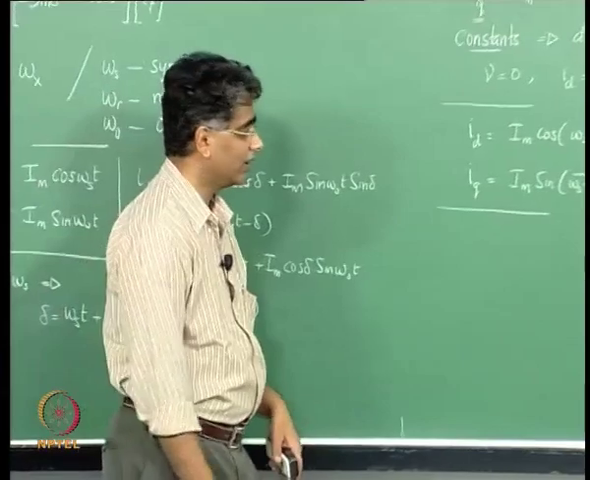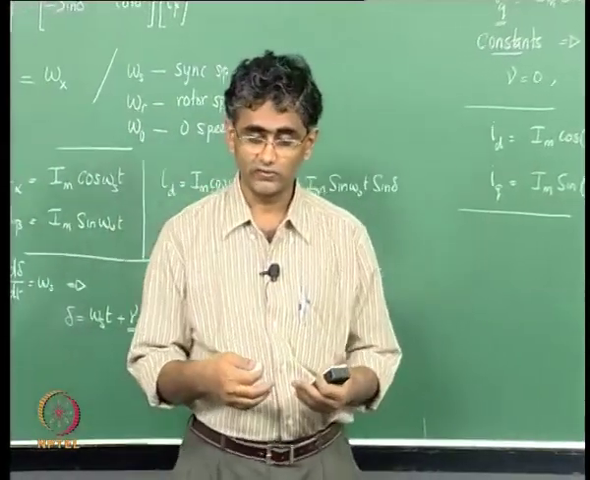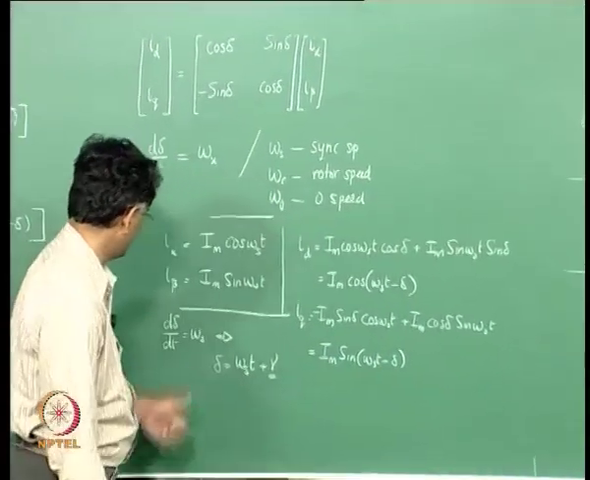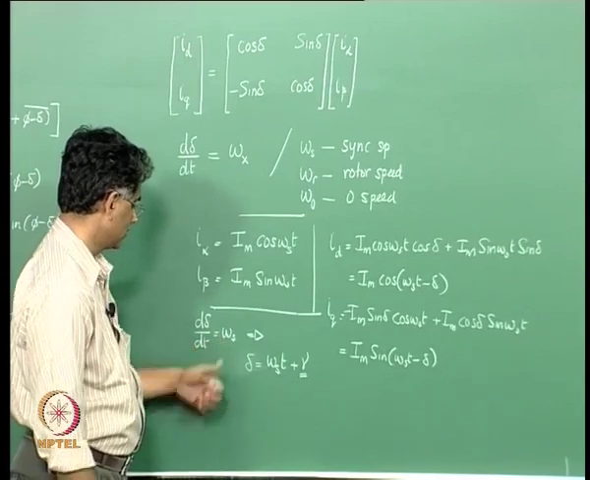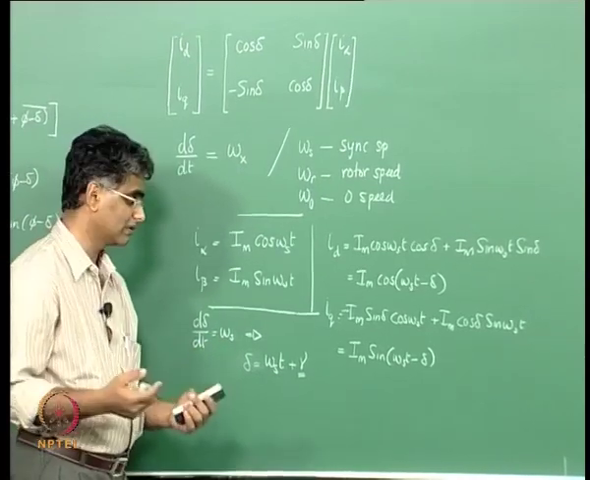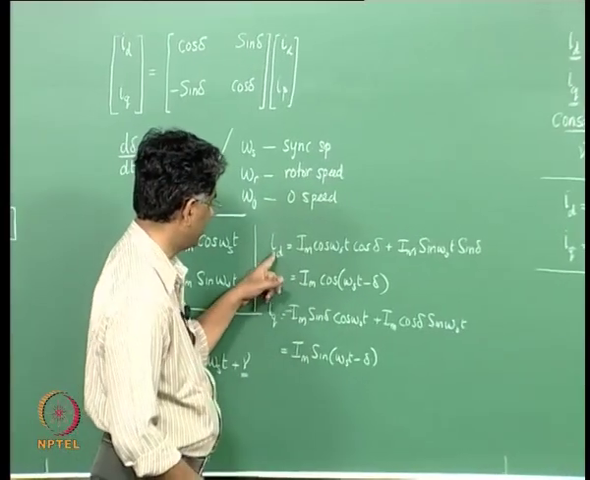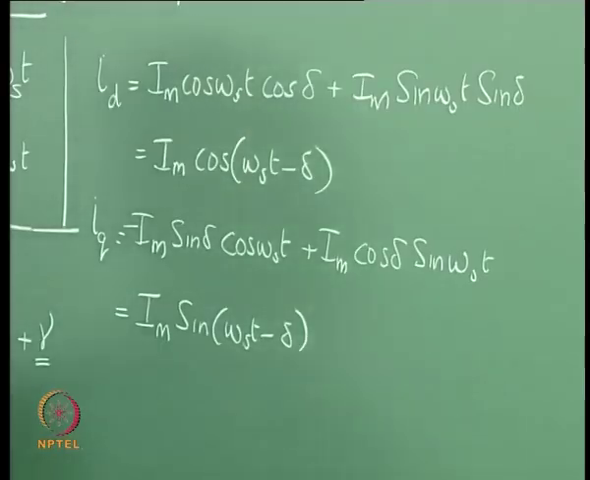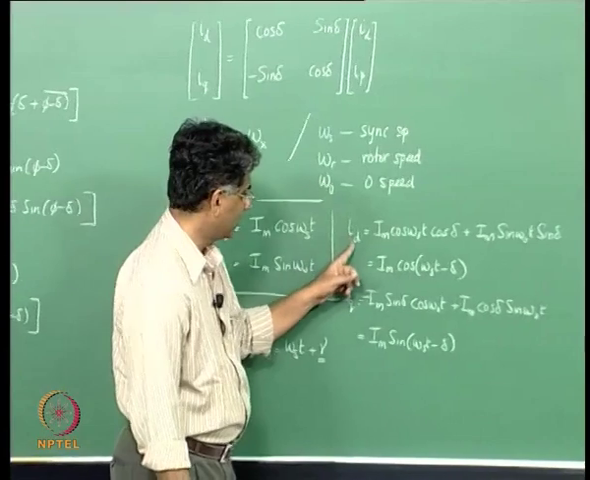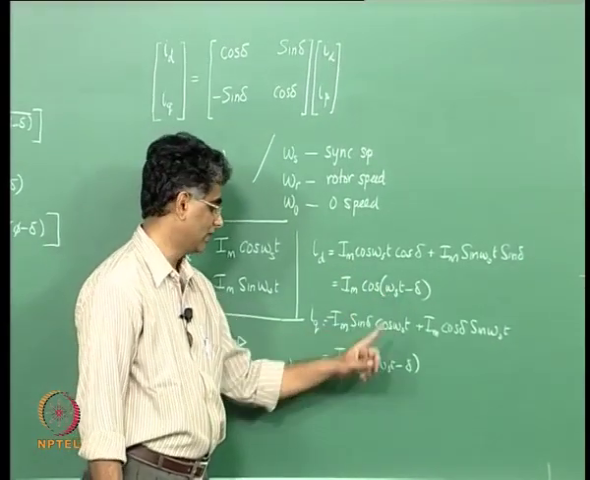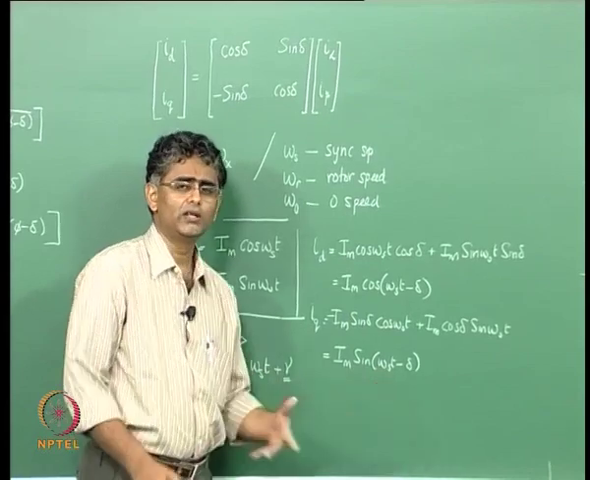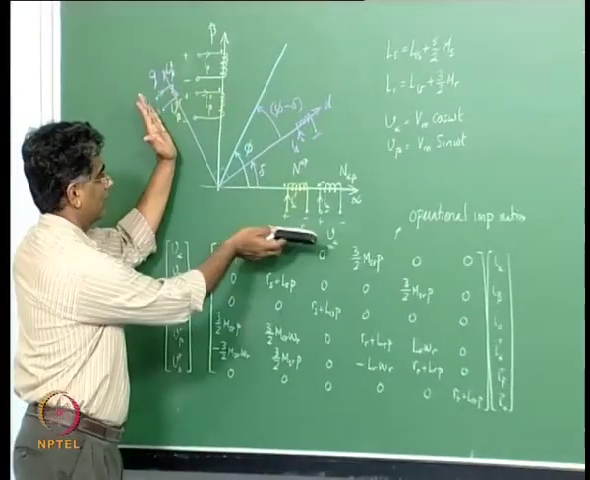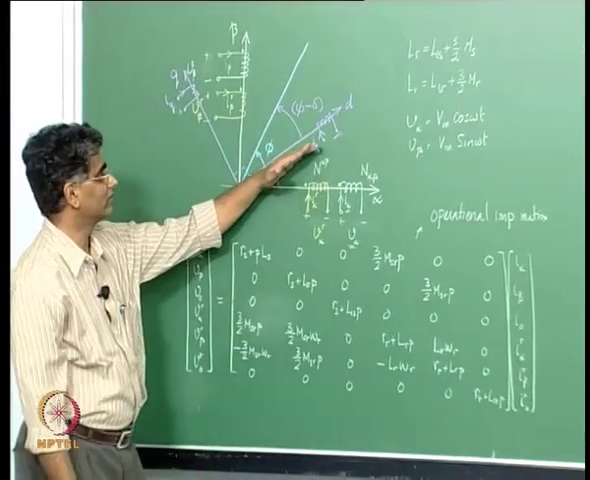How about d delta by dt equal to 0? That means the reference frame is stationary, and therefore delta is a fixed number. The expressions will simply be id equals Im cos(omega t minus delta), where delta is a simple number, not a function of time. Therefore id and iq are at the frequency of the supply. It simply amounts to rotating this alpha and beta axis by some angle, and this is also stationary.